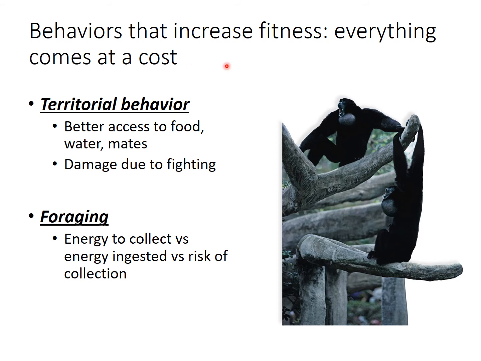Another type of behavior that increases fitness is foraging. This is basically animals' investment in the collection of energy. If everything comes at a cost and everything costs energy, you're going to want to collect as much energy as possible, as much food, nutrition, etc. And in general, just like defending territory has benefits and risks, collecting energy can also come with risk as well. Imagine you're a squirrel collecting nuts. You're going to be at some risk of being picked off by a hawk while you're on the ground. So in general, we also see a balance of energy ingested versus the risk of actually collecting that energy in animals.